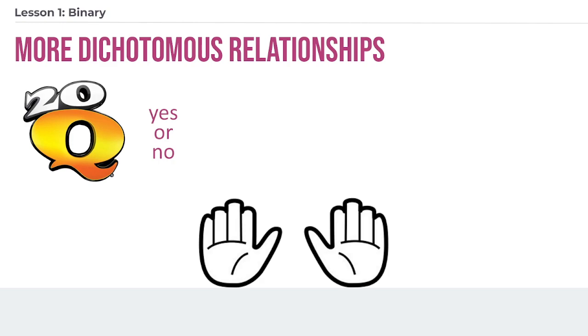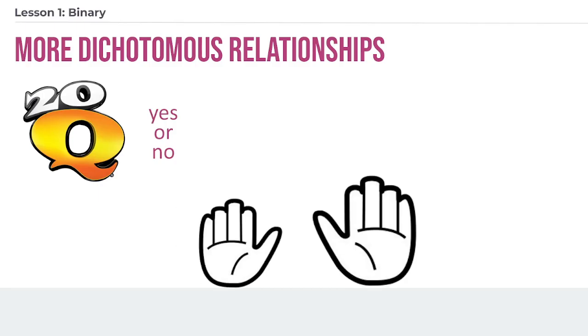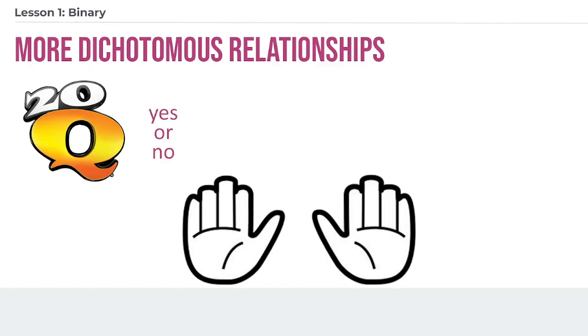The other examples would be directions, left and right, your hands. Usually you are either predominantly right-handed or predominantly left-handed. Yes, there are some people who are ambidextrous and who are equally good with both, but typically we have one strong side.